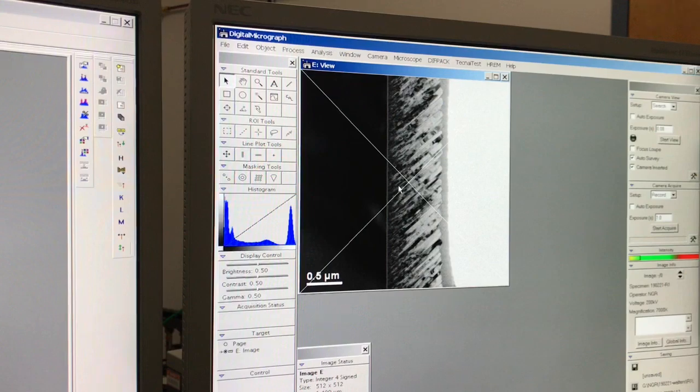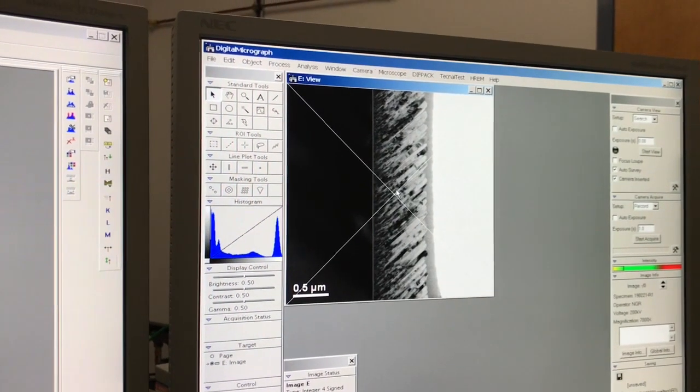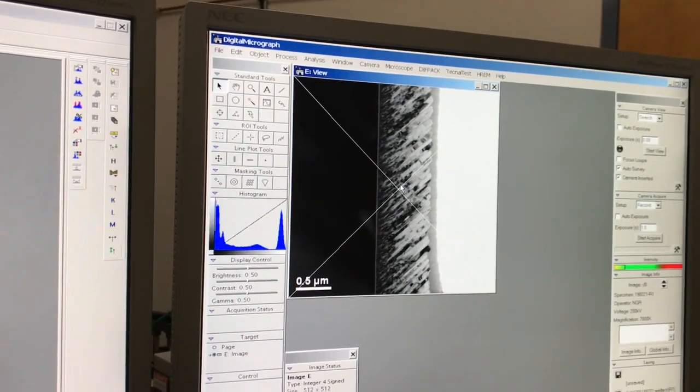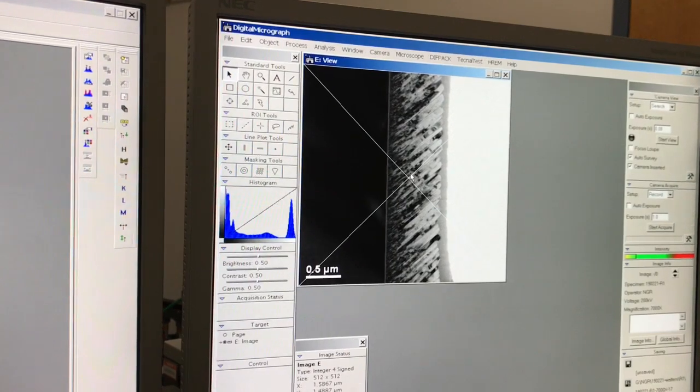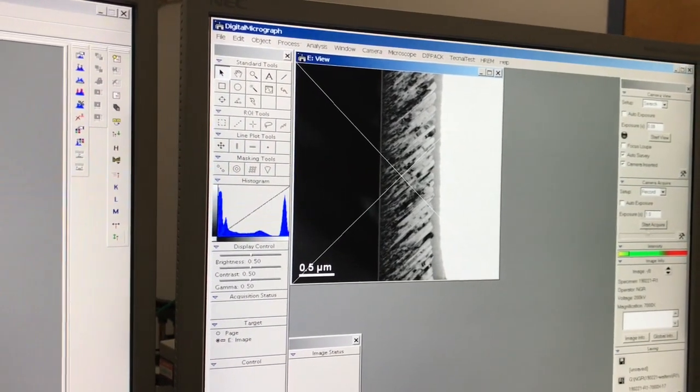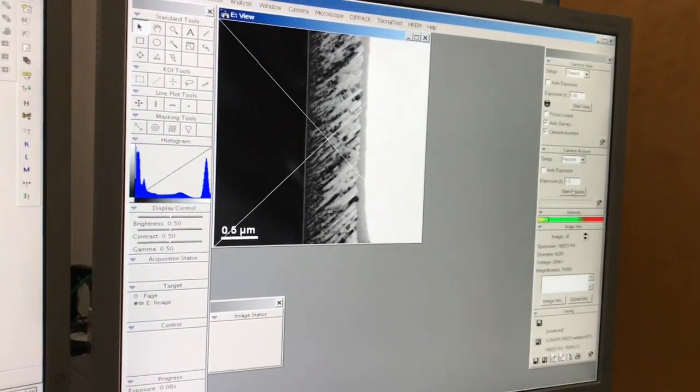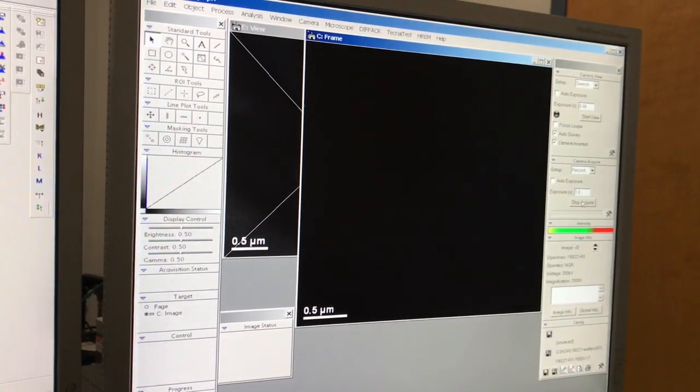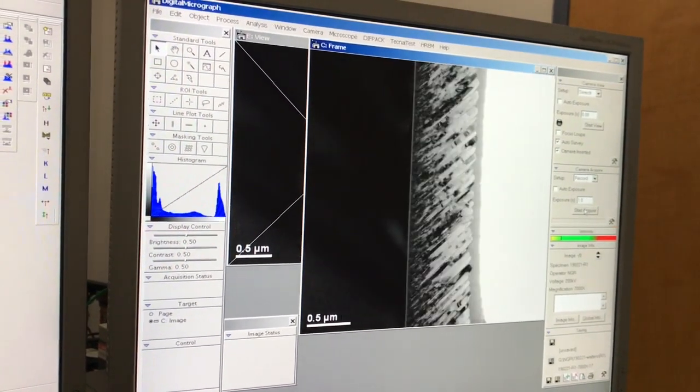These lines are drawn here just to indicate the middle of the image, and actually that's useful for when we're doing the diffraction pattern collection, which we'll get into in a minute. But I'm going to go ahead and do an acquire here so we can see this a little bit more clearly.